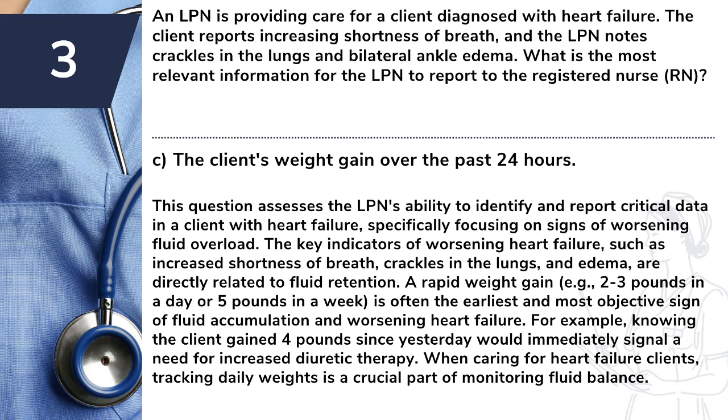A rapid weight gain, e.g., 2 to 3 pounds in a day or 5 pounds in a week, is often the earliest and most objective sign of fluid accumulation and worsening heart failure. For example, knowing the client gained 4 pounds since yesterday would immediately signal a need for increased diuretic therapy. When caring for heart failure clients, tracking daily weights is a crucial part of monitoring fluid balance.